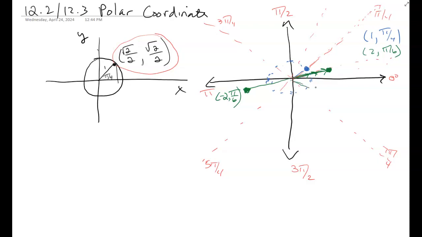So that would be here. There's 1 unit, 2 units would be right there. That would be the point 2, negative pi over 6. And then the last one, of course, would be negative 2, negative pi over 6. We already have negative pi over 6. If we make the 2 negative, again, we go out in the opposite direction.